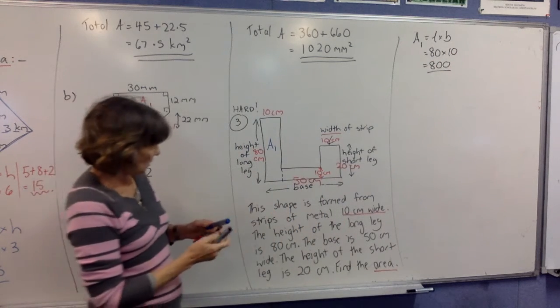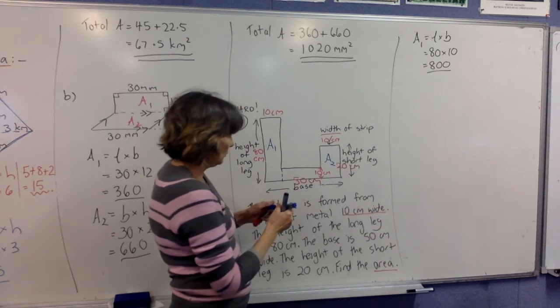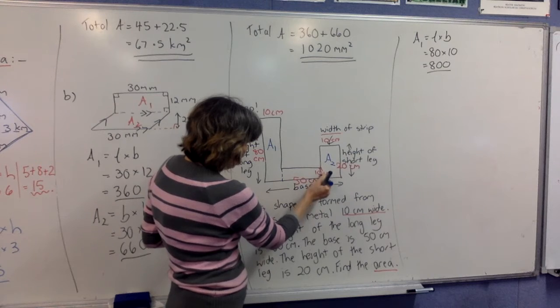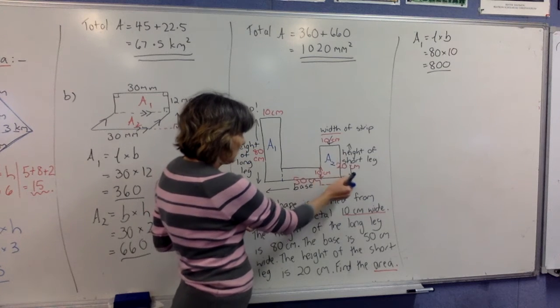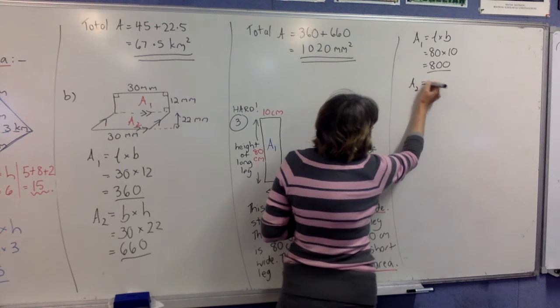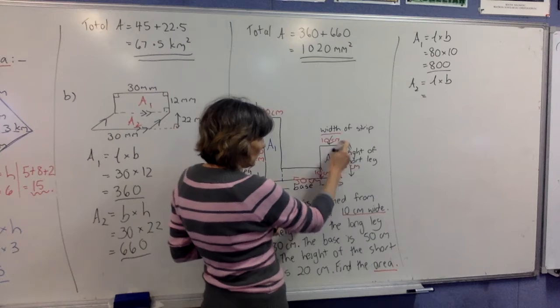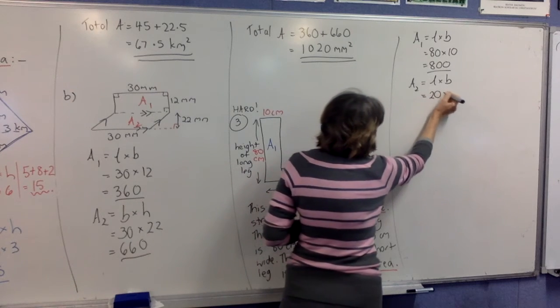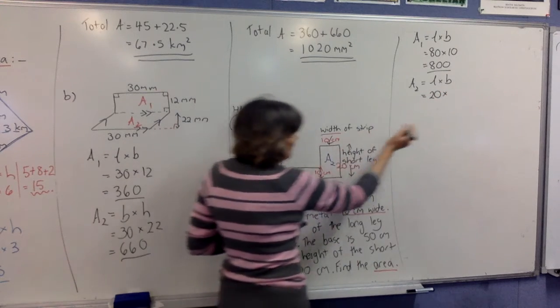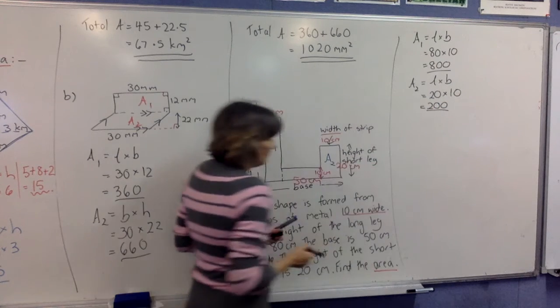Alright, now with my blue pen I'm going to do this one for area 2 because it looks the next easiest to do. I'm just going to put a dotted line down here. So this is my rectangle. So I'm doing area of a rectangle formula for area 2, L times B. My length is 20 times, my breadth is 10. Use your calculator, you'll get 200.